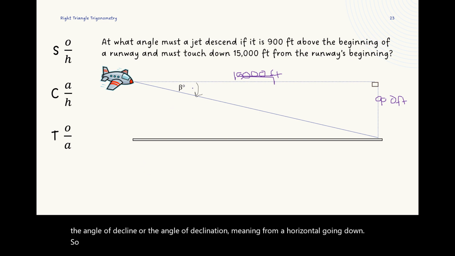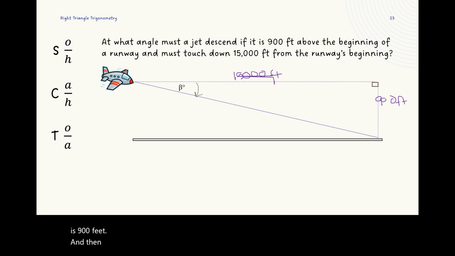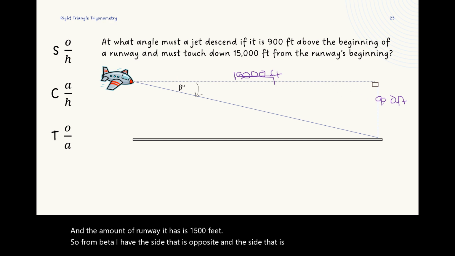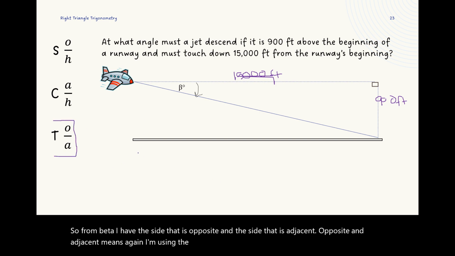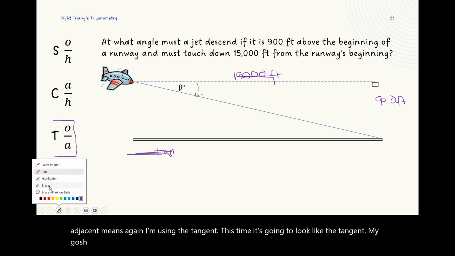So I've got this angle that I'm supposed to find. I know that the height or altitude of the plane is 900 feet. And the amount of runway it has is 1,500 feet. So from beta, I have the side that is opposite and the side that is adjacent. Opposite and adjacent means, again, I'm using the tangent. This time, it's going to look like the tangent of beta.